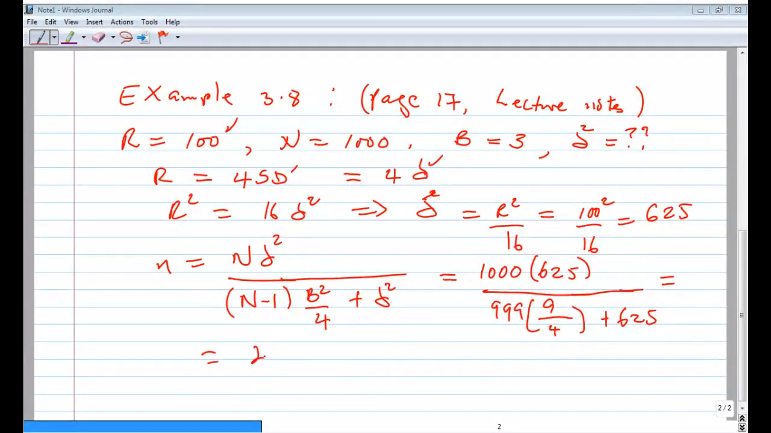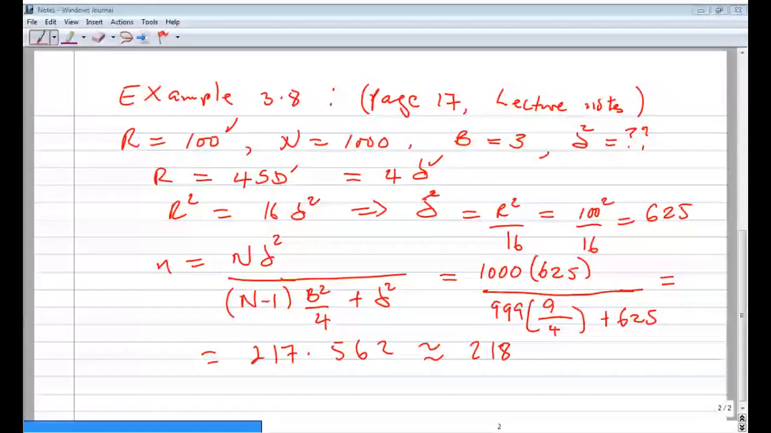So it's 217.562. Now, because this one is a sample size, it's supposed to be a whole number, isn't it? So then you can convert to 218. All the sample sizes are supposed to be whole numbers. So it's 218. You answered? Okay, thank you very much.